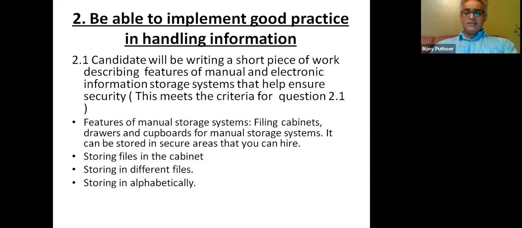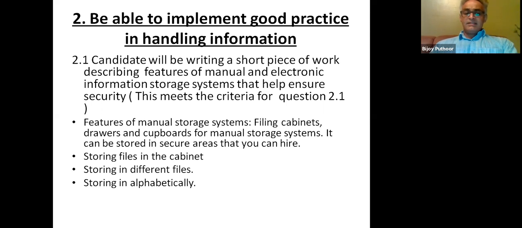So what it means is that you can keep that in your own service in a filing cabinet, which is going to be locked shut when not in use and monitored when it is being used. And it can have drawers and cupboards, etc. You can hire a particular place where you can keep the written data securely, so that it is going to be protected.